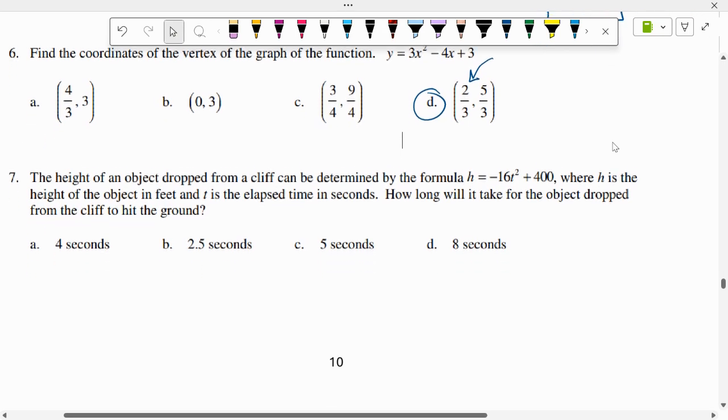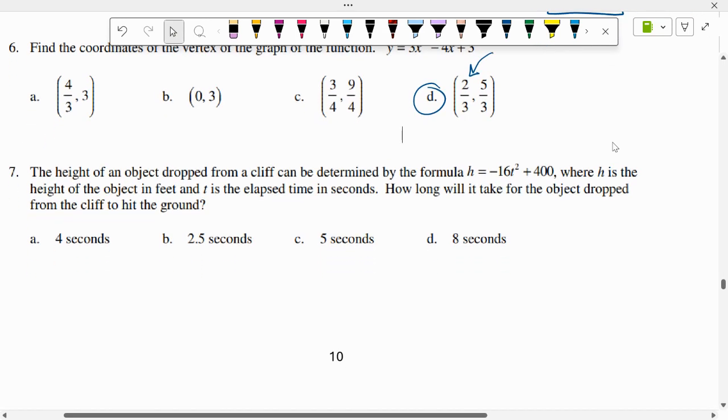The height of an object dropped from a cliff can be determined by the formula negative 16t squared plus 400, where h is the height of the object in feet and t is the elapsed time. How long will it take for the object to drop from the cliff to hit the ground? How long does it take to hit the ground? So let's graph that. Go to your calculator. Y equals. Do negative 16x squared in your handheld calculator.